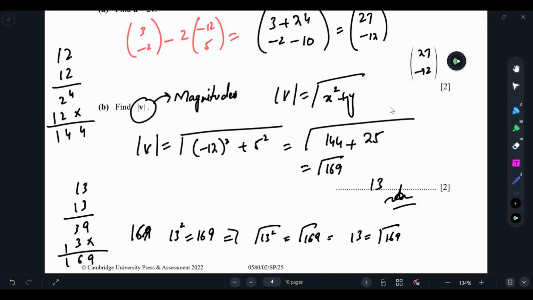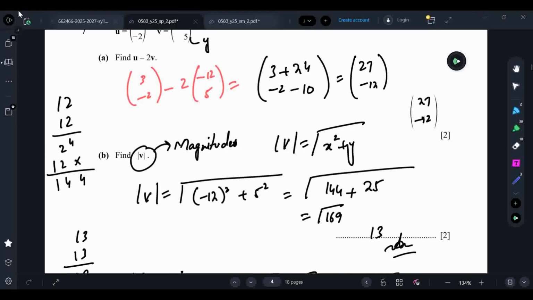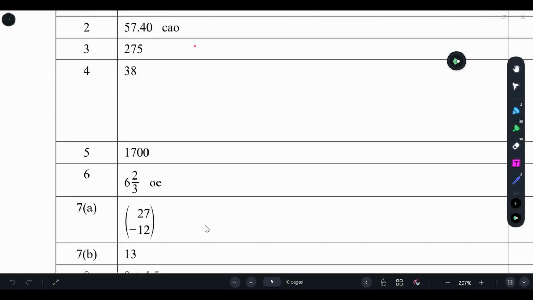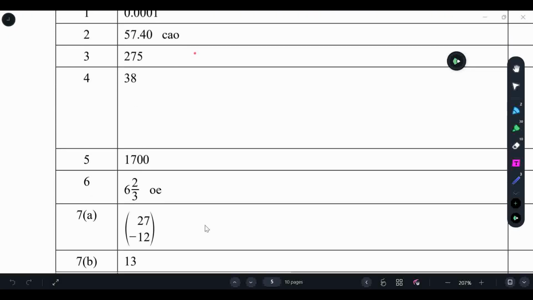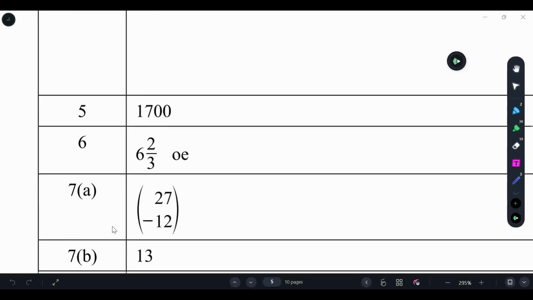I'm just verifying it so that you know how to simplify a perfect square under a square root. These two will be the final answers: 13 for 7a. You can see the final answer.